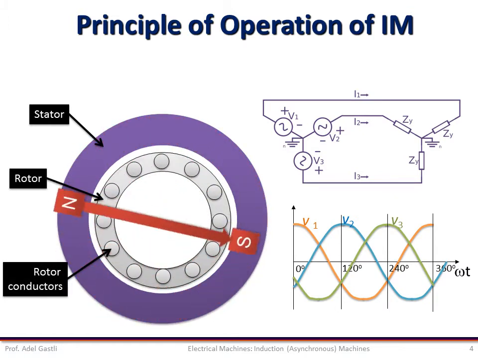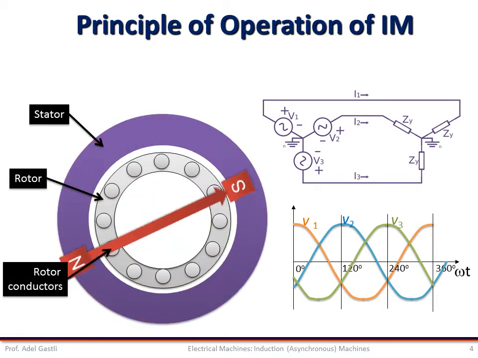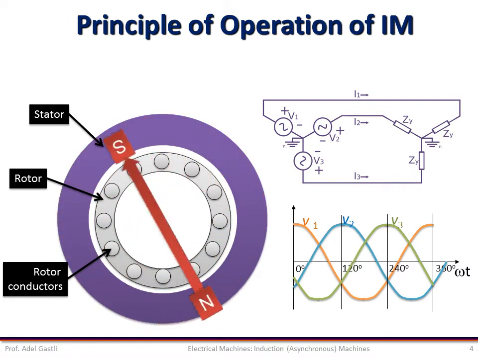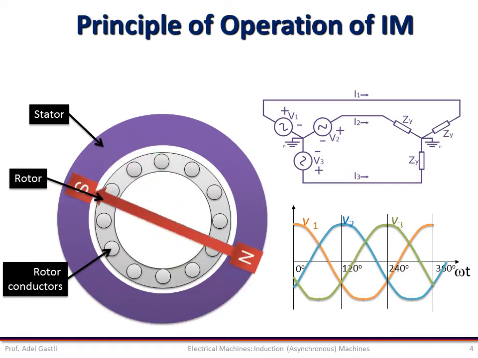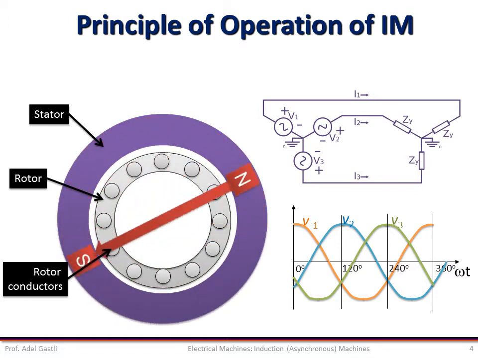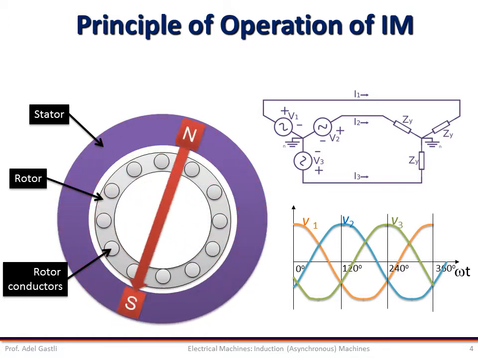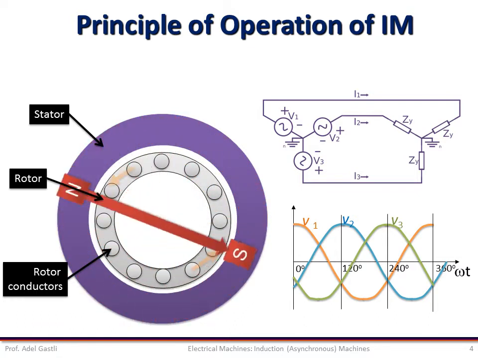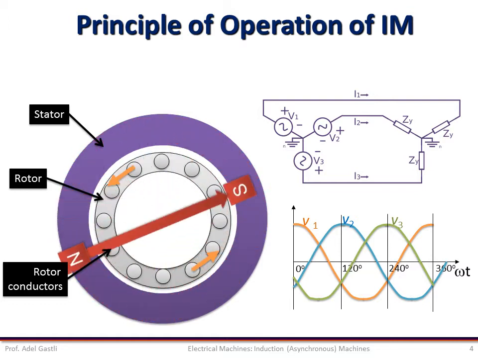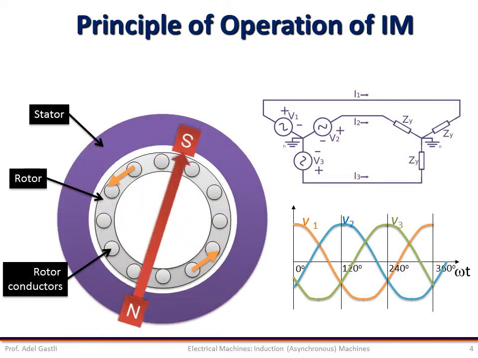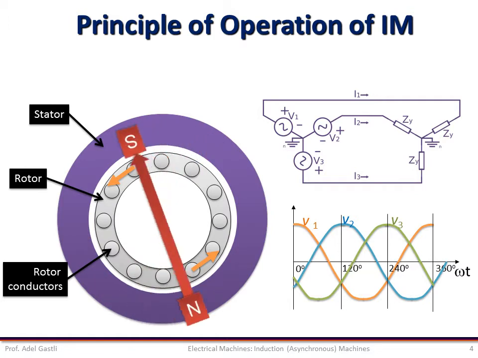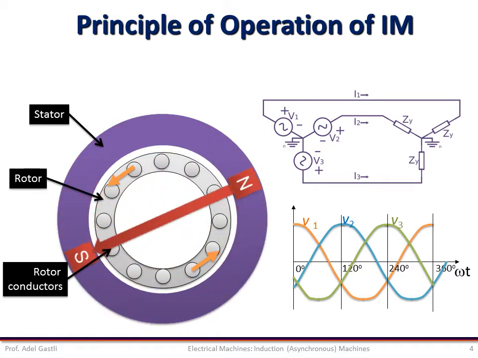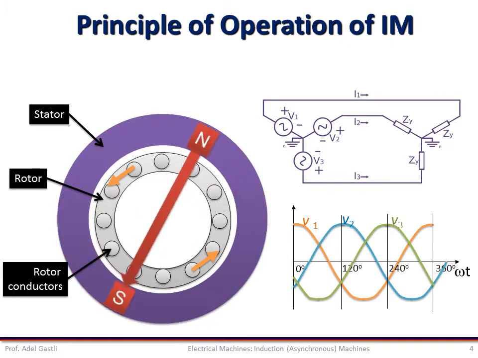Now, since the conductors of the rotor are placed in a rotating magnetic field, according to Faraday's law, an induced voltage is generated inside the rotor windings. And since the rotor windings constitute a closed circuit, a rotor current flows in these windings. Now, according to Lorentz's law, the interaction between the induced rotor current in each winding conductor and the revolving stator magnetic field generates a force on the surface of the rotor.